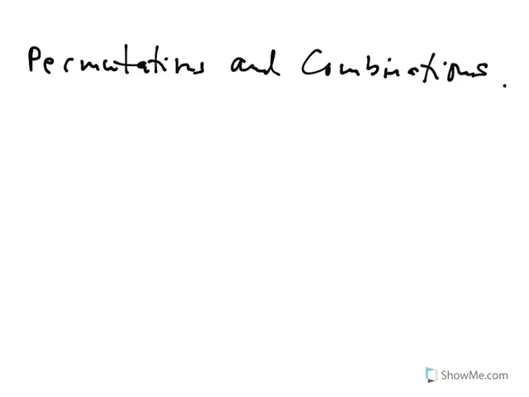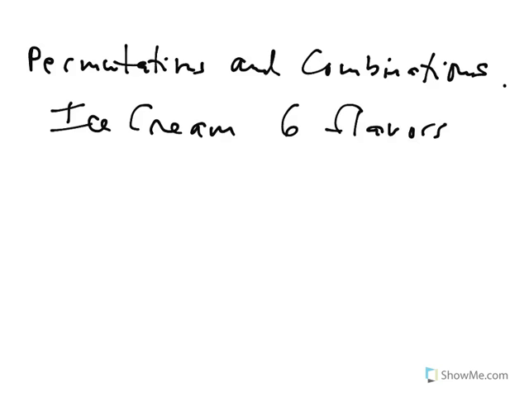Permutations and combinations are an important part of probability and being able to count how many ways things can happen. So I'm going to use ice cream as an example. Let's say there's a place that has 6 flavors of ice cream. And just to be boring, they're called flavor 1, 2, 3, 4, 5, and 6. And I want to get a 2-scoop cone.